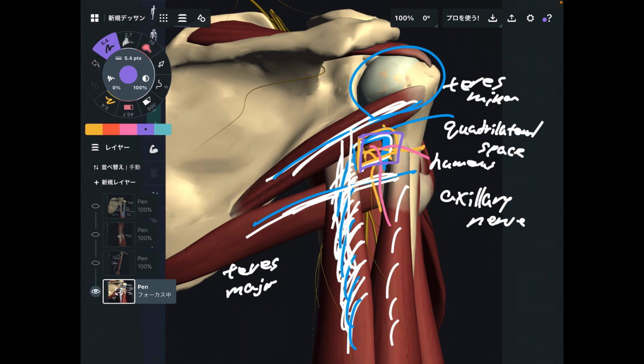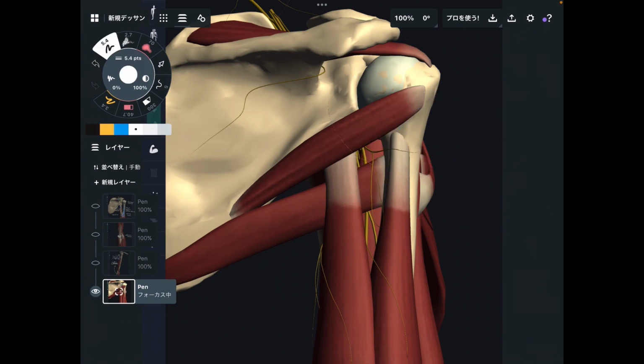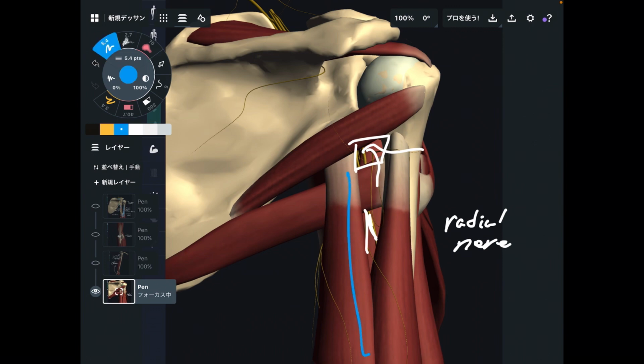Now, at last, I'm gonna explain the triceps brachii and radial nerve relationship. The quadrilateral space was about the relationship with the axillary nerve, right? Next is the radial nerve. The radial nerve is here, this one. The radial nerve goes all the way up to the thumb side. It is a very long nerve. Now, this is the long head of triceps. This is the lateral head. Here is how I palpate the radial nerve, this space.